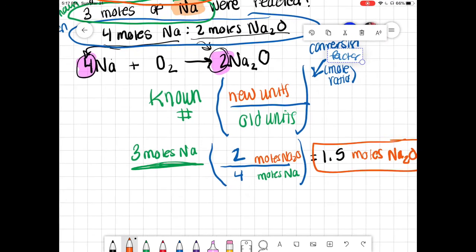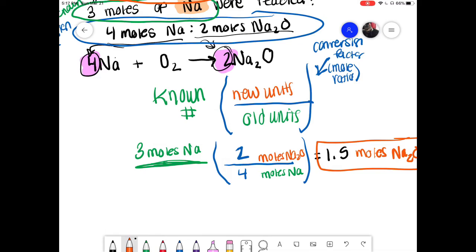So when you are trying to go from one molecule to another, you have to use your mole ratio, and that's going to help you get from moles of one substance to moles of another. And your mole ratio will be your conversion factor.